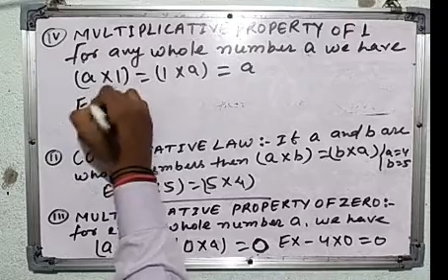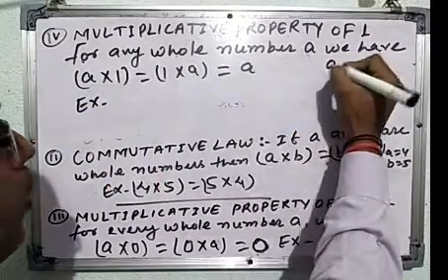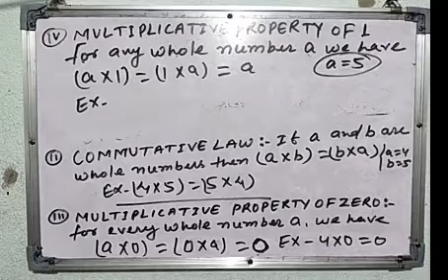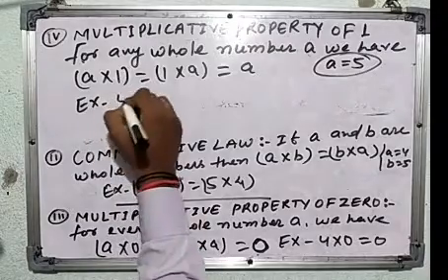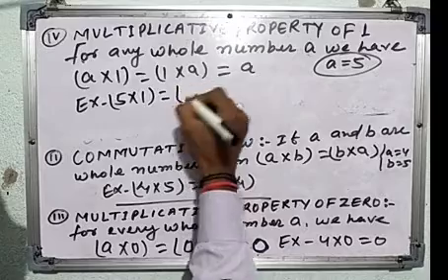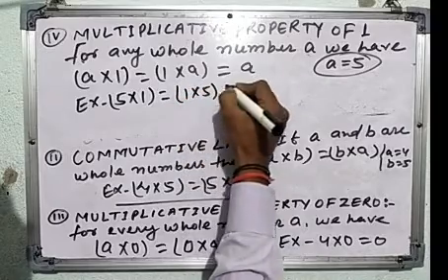For example, if you take value of A equal to 5, then 5 into 1 equal to 1 into 5 equal to 5.